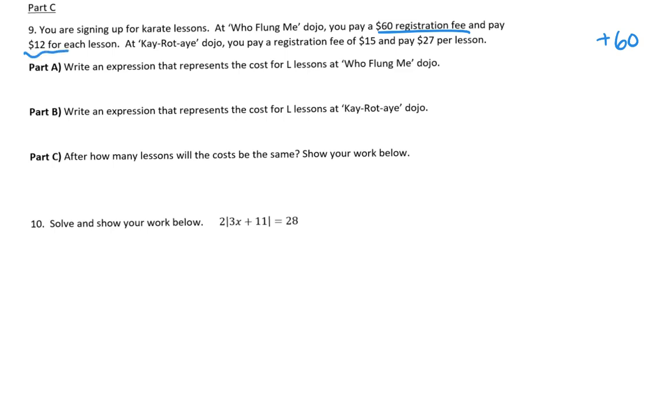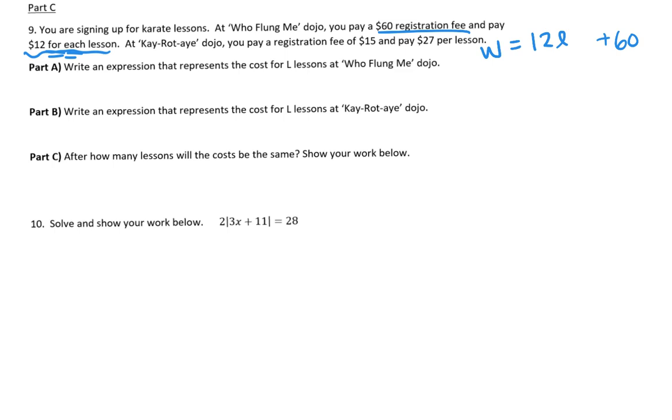And then you're paying $12 for each lesson. You see that for each lesson part. So that's not just 12, that's $12 per lesson. And we know when we see per lesson or per this or for this, that's got to have a variable attached. So I'm going to put 12L, $12 per lesson. Okay, so that's for Who Flung Me. So we'll call this W. W equals 12L plus 60.